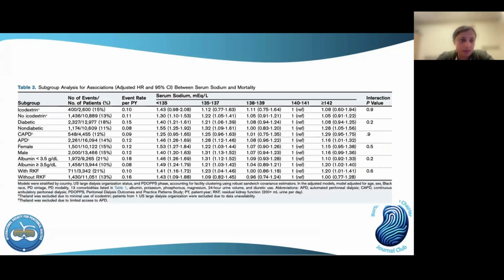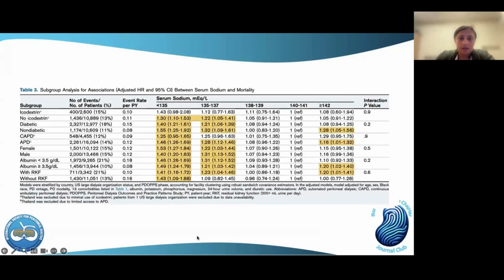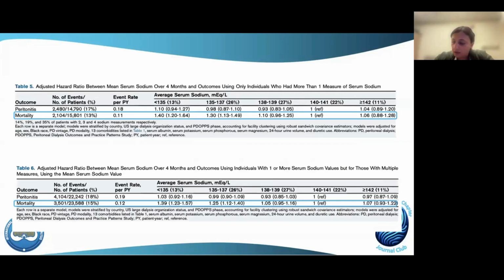And when they did the subgroup analysis, there is again increase in mortality in all these groups: sodium less than 135, between 135 and 137, and more than 142. There was no significant p-value for interaction in any of these subgroups. Again, when looking at the averaged sodium over a 4 month period, the data was pretty much similar to the primary analysis. There's increased mortality in patients with less than 135, 135 to 137, and more than 142 sodium.